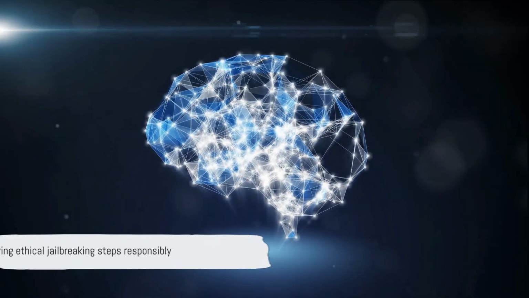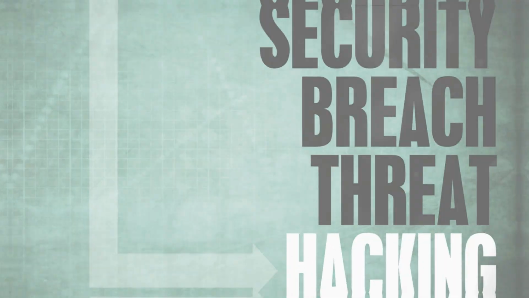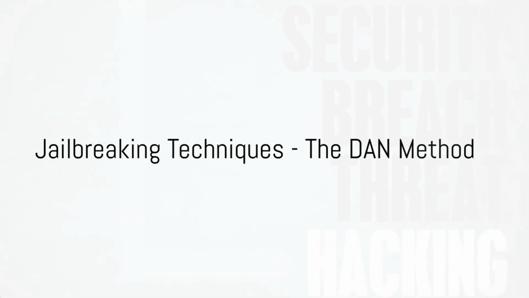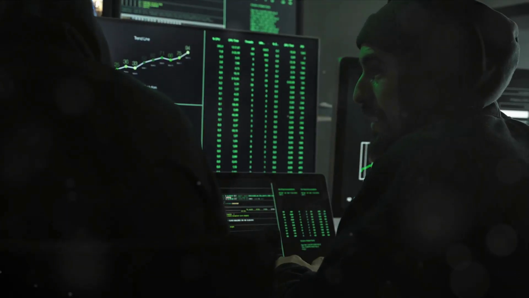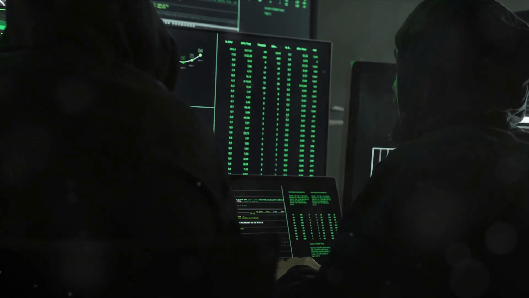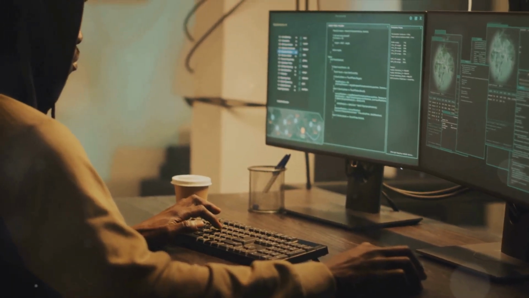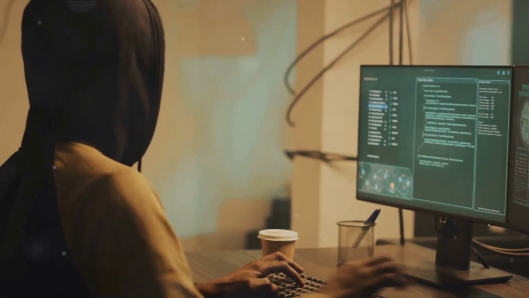With ethics in mind, we can responsibly explore the steps to jailbreak ChatGPT. Our journey into jailbreaking ChatGPT begins with the DAN method. The DAN method, named for its three core components, direction, amplification, and novelty, is a strategic approach to unlocking deeper, more meaningful conversations with ChatGPT.